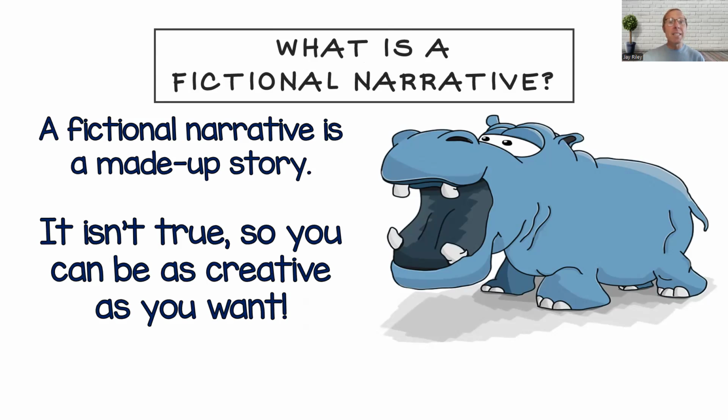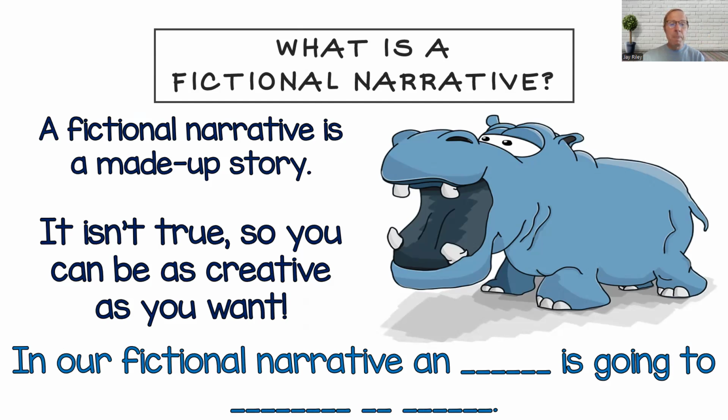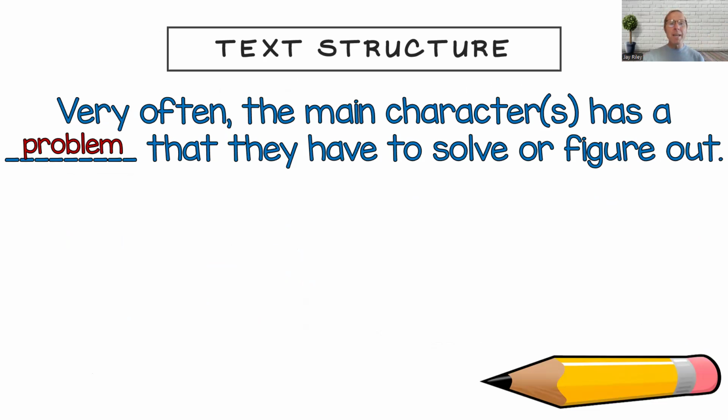You can have things like animals acting like people and talking. You can have your setting be on the moon or somewhere in outer space. So you can have all these unrealistic elements of fantasy in your fictional narrative. In our fictional narrative, we're talking about an animal that is going to teach us a lesson. It's solving a problem and teaching a lesson. So the main character often has a problem that they have to solve or figure out in a fictional narrative.